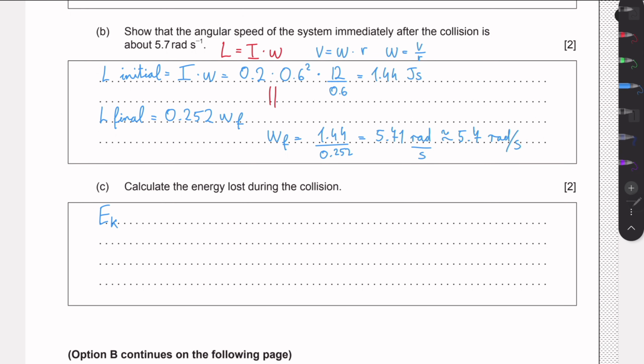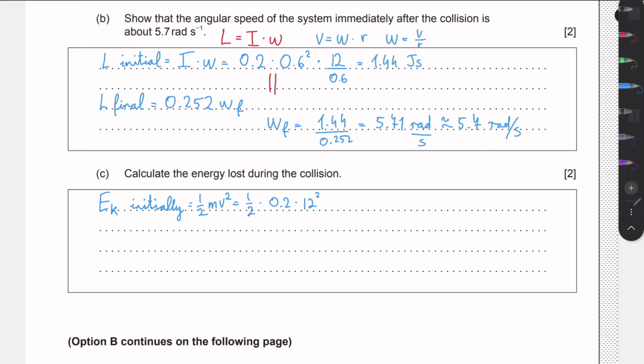So at the start we had only the 1/2 mv squared type of kinetic energy. So 1/2 times the mass of the particle, 0.2, times its speed. Well, we don't really need to calculate it, as if we just write up the E kinetic final, then we can just subtract them, and then we can plug everything into our calculator as one calculation. And then we don't need to round anything. It will be as precise as possible.